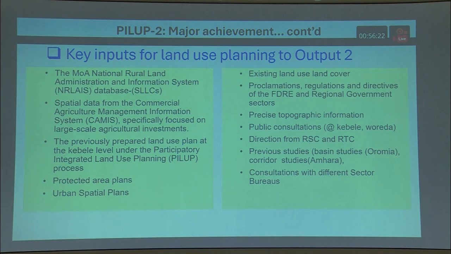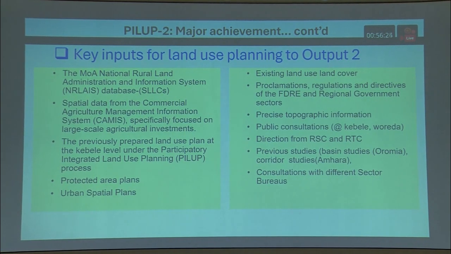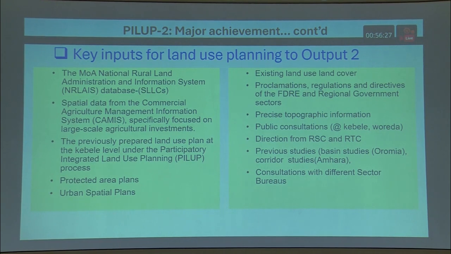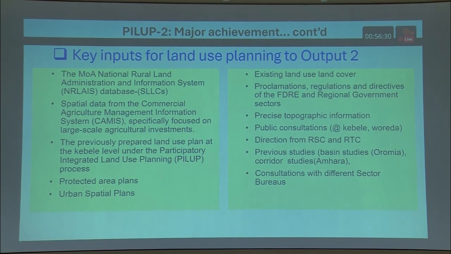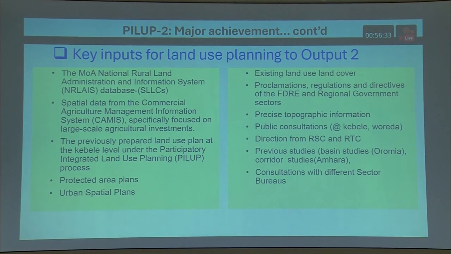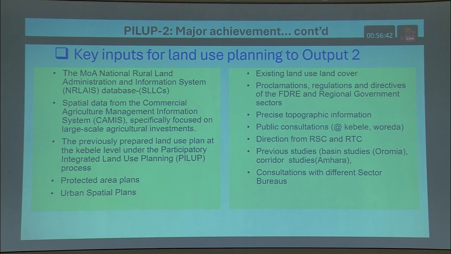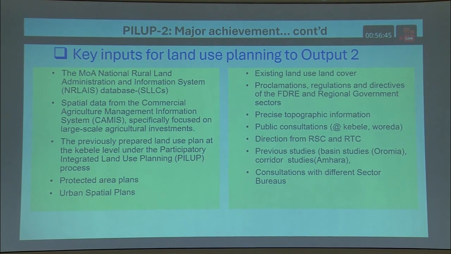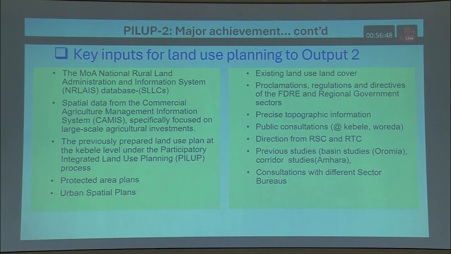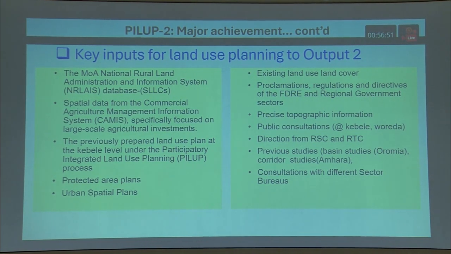So what was our consideration in the planning process, or in drafting our Woreda-level or district-level integrated participatory land use plan? Some of the issues have been indicated on the PowerPoint. The Ministry of Agriculture has developed a database named NRLAIS, the National Rural Land Administration and Information System. We have also been doing land registration, and we are in the second stage, named second-level land certificates. So these are the basis for our drafting.